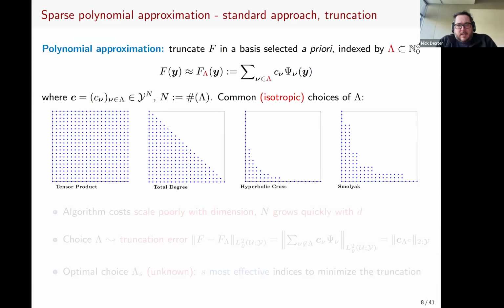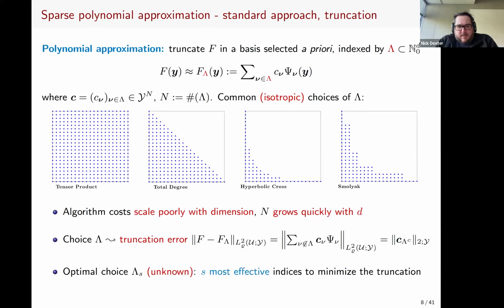The first step is to now truncate this approximation in a basis selected a priori, indexed by lambda. And again, these c are the things that I have to compute. N is the cardinality of lambda, and some common isotropic choices here include the tensor product, total degree, hyperbolic cross, the Smolyak set. The algorithm costs here scale poorly with the dimensions, so N grows quickly with d, implying that I have to compute more and more coefficients with increasing dimension in order to gain the same, like say, total degree accuracy.